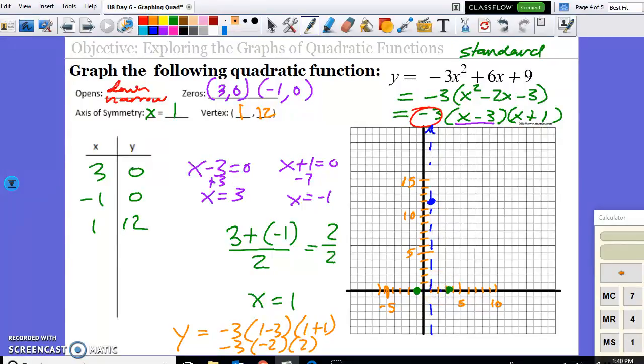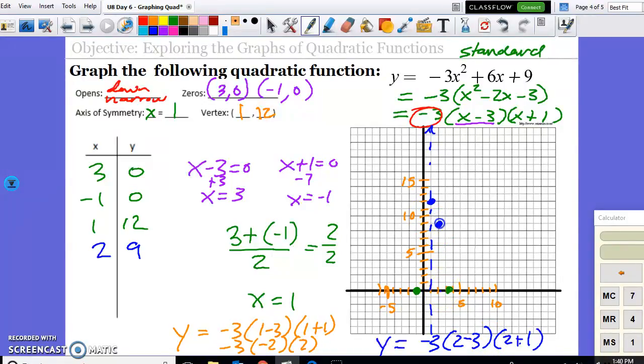I'm going to pick the point 1 or 2 to go in there for x just to get one more point. So y equals, and I have -3, 2 minus 3, 2 plus 1. So then I have -3 times -1 times a +3. -3 times a +3 is +9. I'm sorry, -3 times -3 is +9. I made a verbal mistake there.